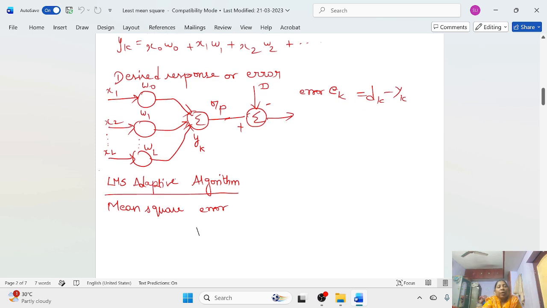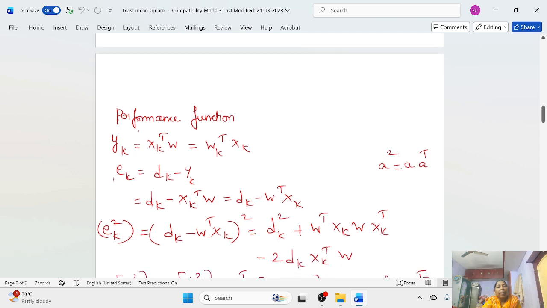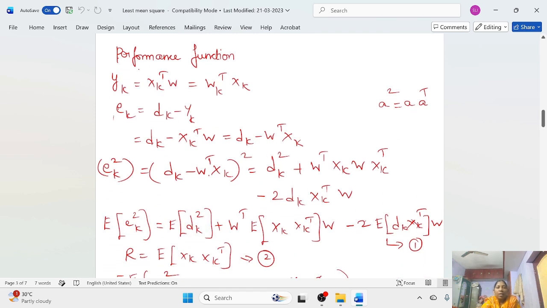Now, according to the LMS adaptive filter, we need to find out the mean squared error. For that, let us consider the performance function. The performance function here is yk equal to xk transpose w, or we can express it as w transpose xk, in either way. Now the error signal ek equals the desired response minus the actual response, dk minus yk. So we substitute the yk expression here as dk minus xk transpose w, or we can write it as dk minus w transpose xk, in either way.